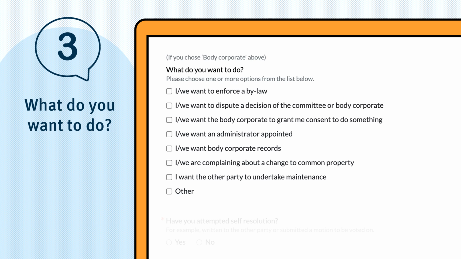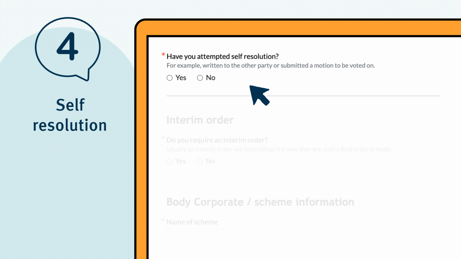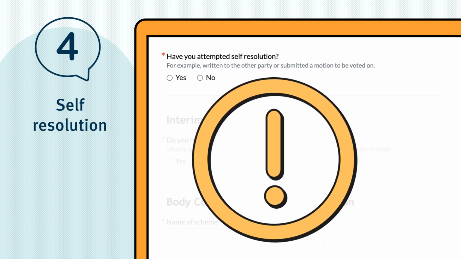Now, tell us what you want to do by selecting the option or options that best describe what your dispute is about. Multiple options can be selected here. Next, you must show that you have made reasonable attempts to resolve the dispute directly with the respondent. This should be documented evidence, clearly addressing the outcome you are seeking in the application.